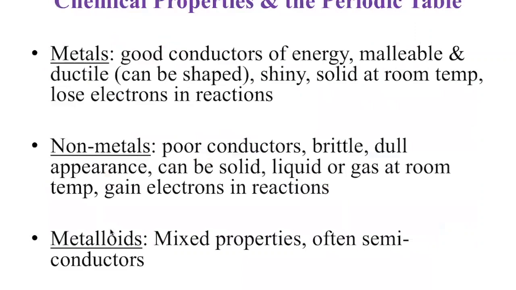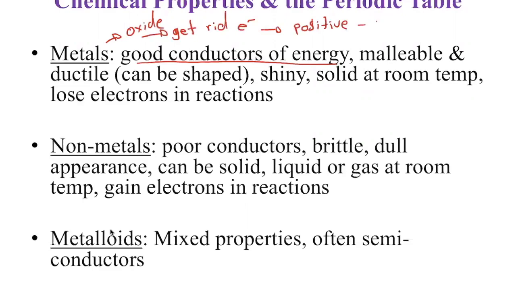The metals are good conductors of energy. The reason for that is because metals like to get oxidized, meaning they like to get rid of electrons. So metals are always going to carry a positive charge, meaning they're going to be cations, right? Because they like to get rid of electrons. They are shiny, they are solid at room temperature. They like to lose electrons in a reaction, so they like to become cations.